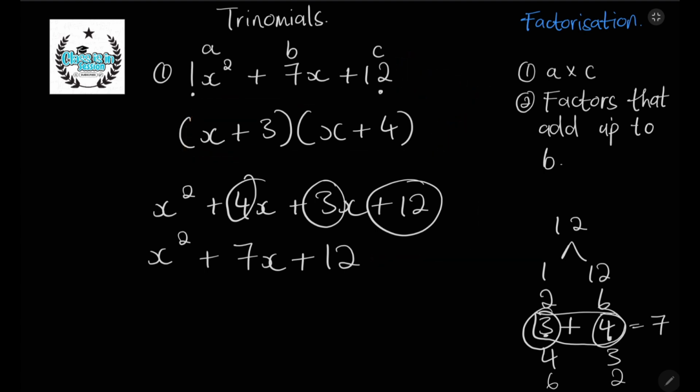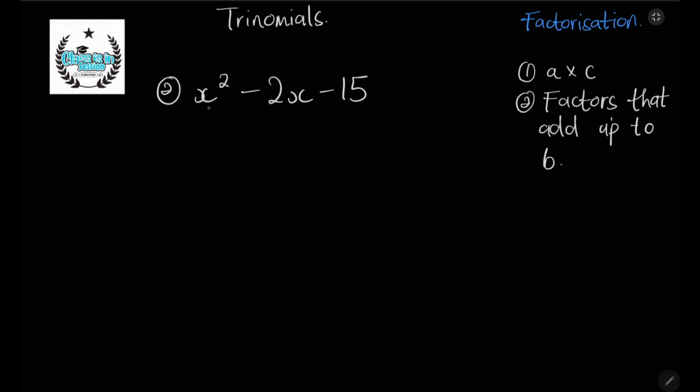And let's do the second example. Now let's try x squared minus 2x minus 5. This is an example that has a negative constant term. Remember, I told you guys that a constant term in the grade 9 algebra videos is a term that doesn't have a variable. So it's this one, this negative 15.